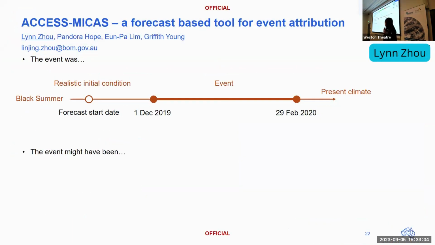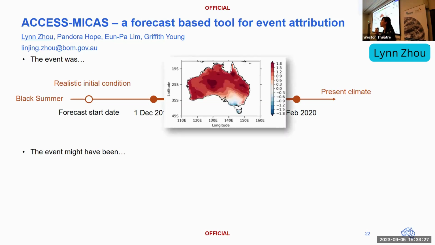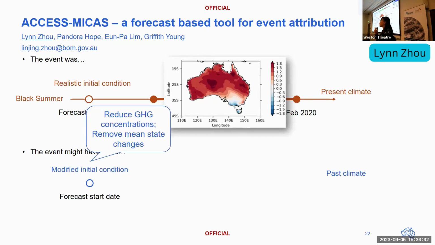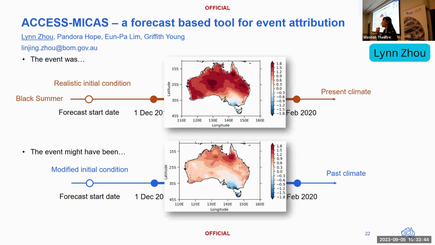Hi everyone, I'm Lee from the Bureau of Meteorology. Today I would like to introduce you to a tool to assess how climate change alters the magnitude and also spatial pattern and potentially climate process in a certain event. So we explore the event in the Bureau's subseasonal to seasonal forecast model, ACCESS-S2. For example, this is how Black Summer looks in the real forecast. If we modify the initial condition by reducing the greenhouse gas levels at the initialization and also remove the mean state changes associated, we can represent this event in a past climate after a very short spin-up. And this is how this event would look in a past climate.